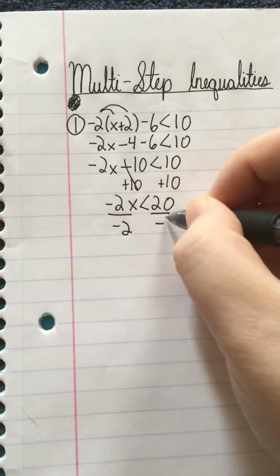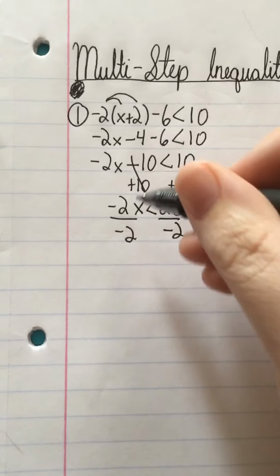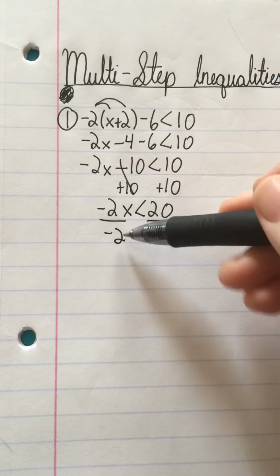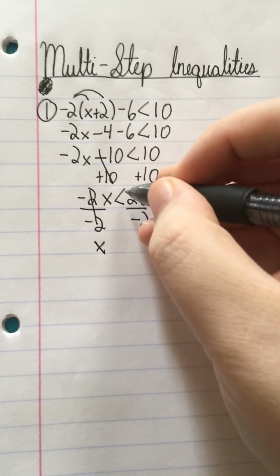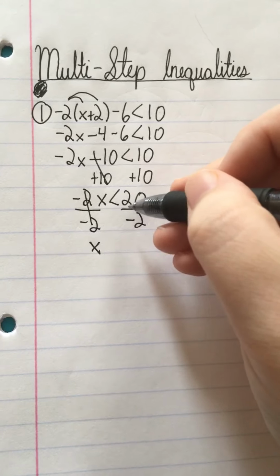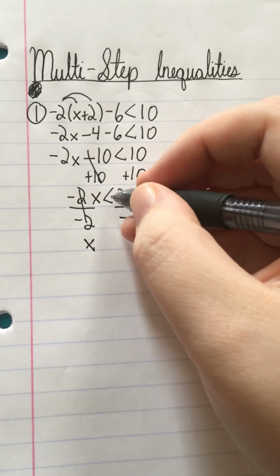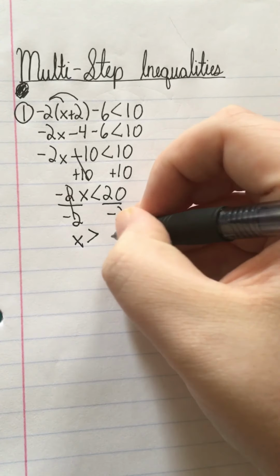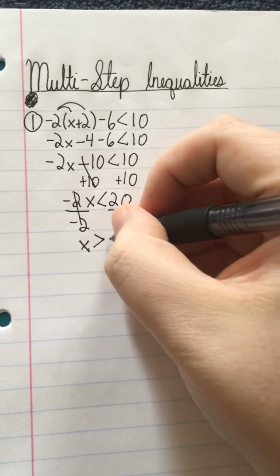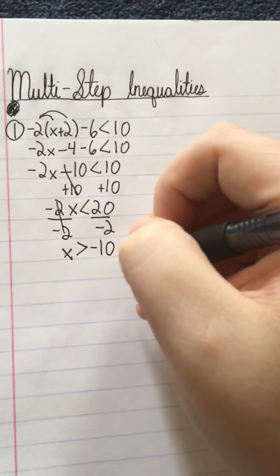And remember that little weird rule about when you divide or multiply by a negative number, your inequality sign will flip directions. So now instead of a less than sign, we're going to have a greater than sign, and we're left with x is greater than -10.